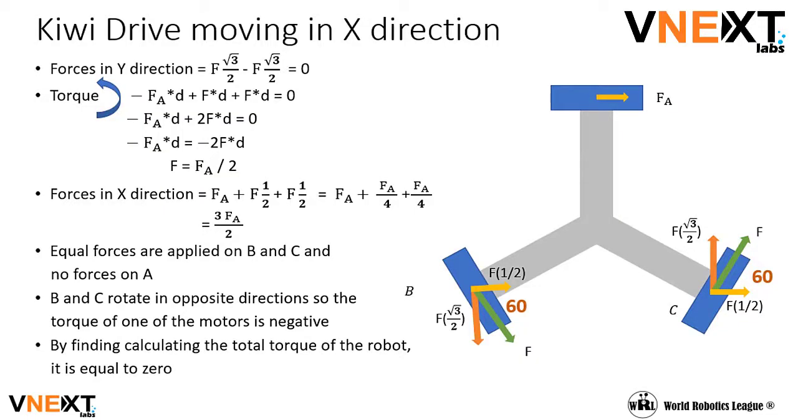We want our Kiwi Drive to move in the x direction. This time we are turning wheel A. To make sure the robot doesn't move in the y direction, we are going to spin wheels B and C in the same direction. This will result in the vertical component forces canceling out and equaling 0. However, we have a problem now because the torque doesn't equal 0, since two wheels are moving in the same direction while the other wheel is moving in the opposite direction. In the x direction, if we set F equal to Fa over 2, the torque becomes 0, and the total x direction force equals 3Fa over 2. This will allow the robot to move in the x direction.